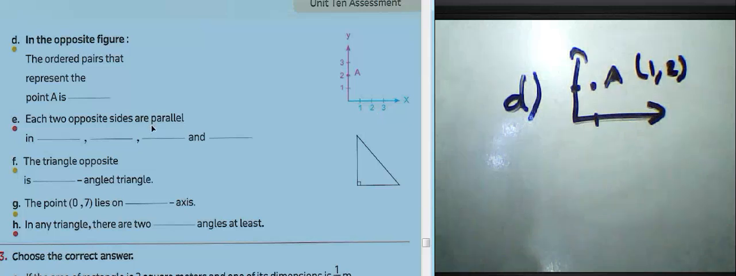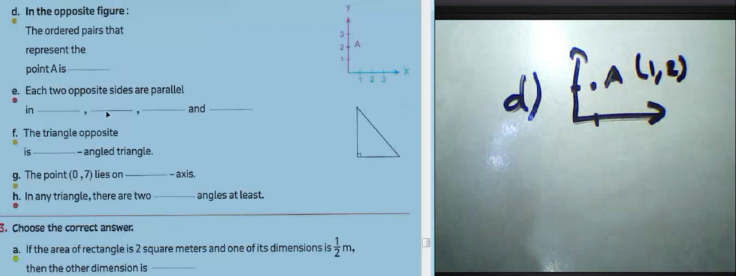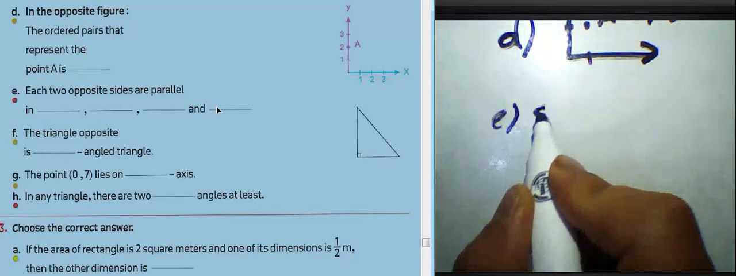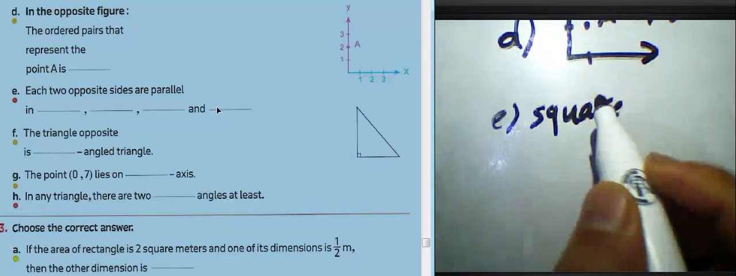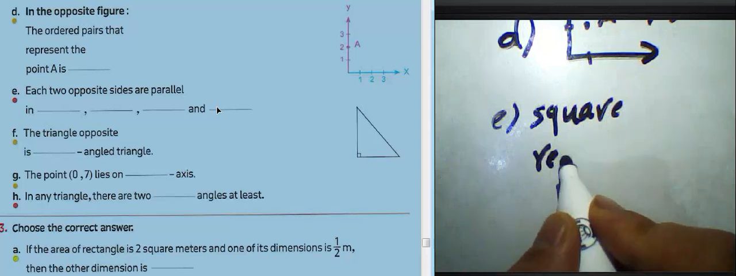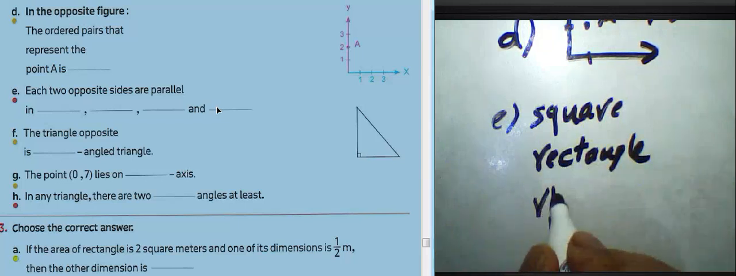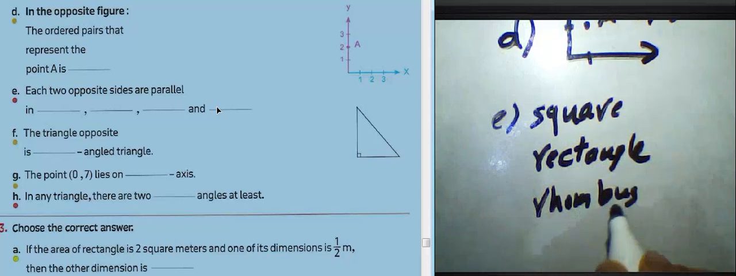Each two opposite sides are parallel in: square and rectangle, parallelogram and rhombus. Letter E. Square, rectangle, rhombus, parallelogram.